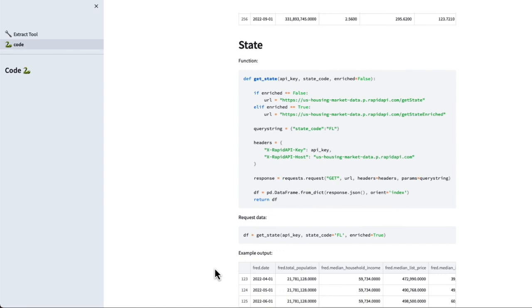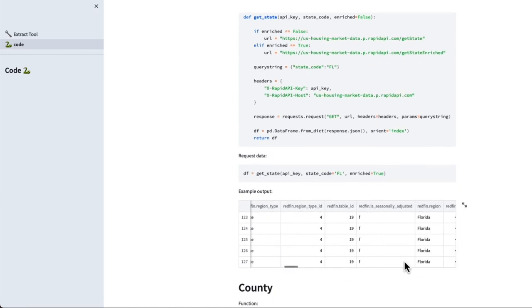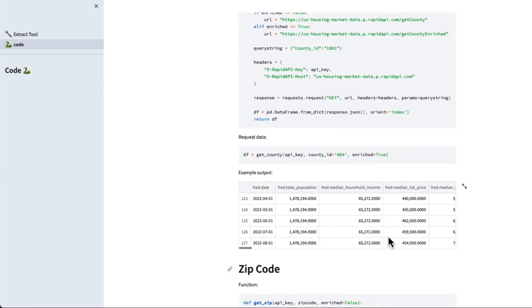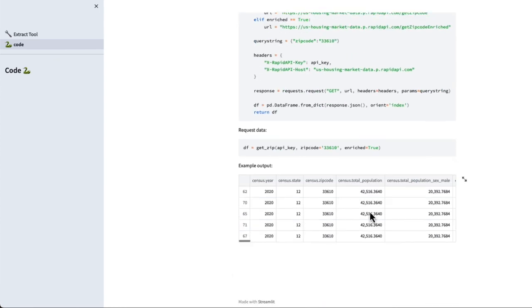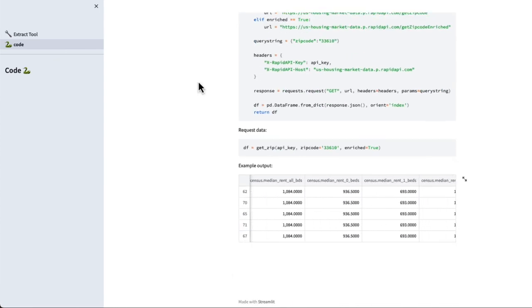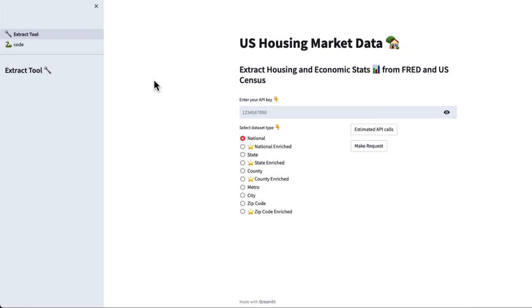You can also retrieve data for state information, as well as county, and zip code I also have a preview for. I will have subsequent videos of showing how to get information for each of these data sets and examples of what the Tableau dashboards look like.